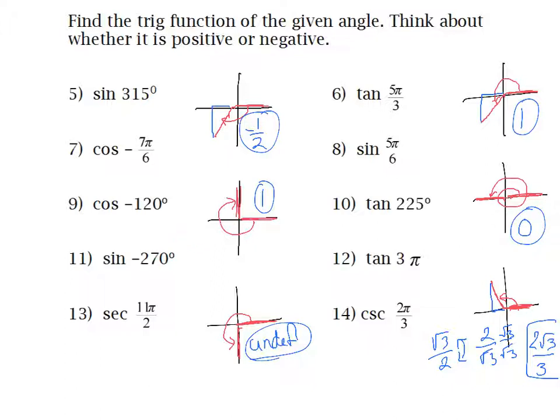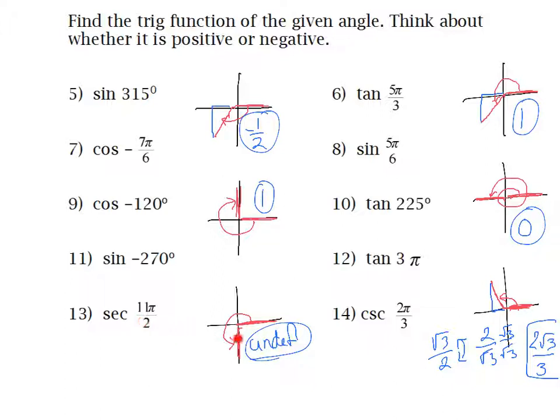I'm just going to go down the list here. Here's number 11. It's a negative angle, so I have to wrap backwards around. 270 takes me back to here. Don't overthink this. You don't have to worry about a reference triangle. It's just straight up, and the sine value there ends up being 1.